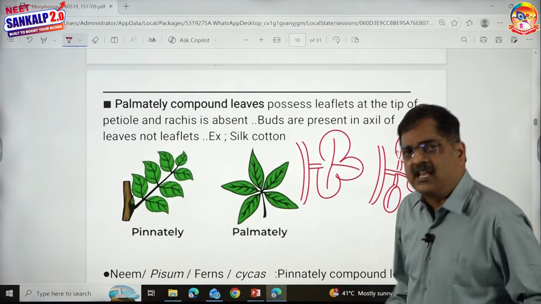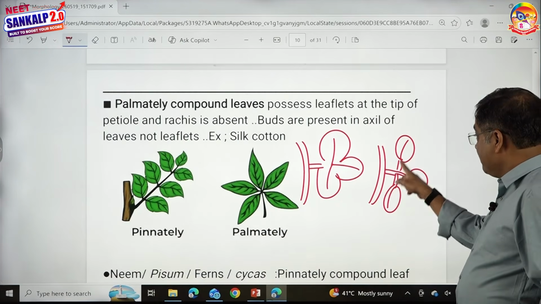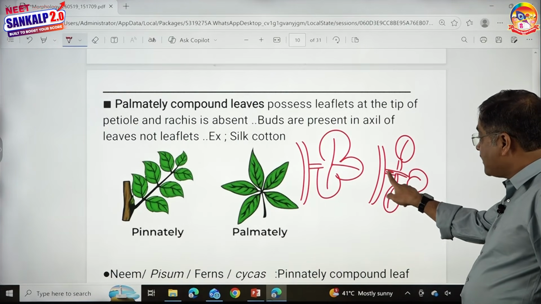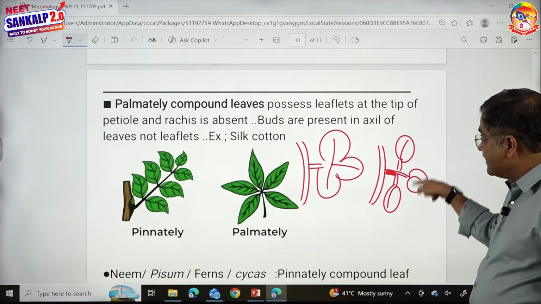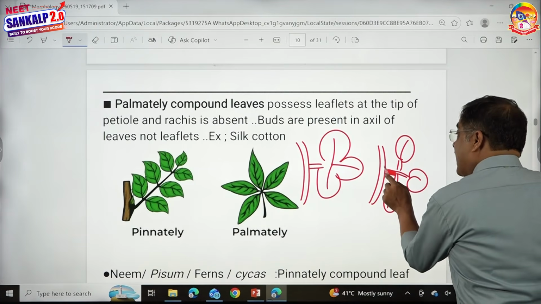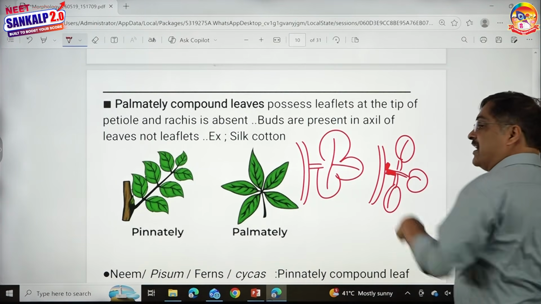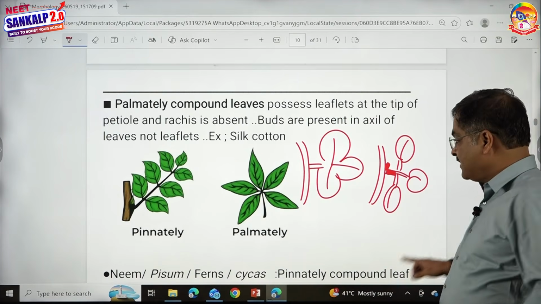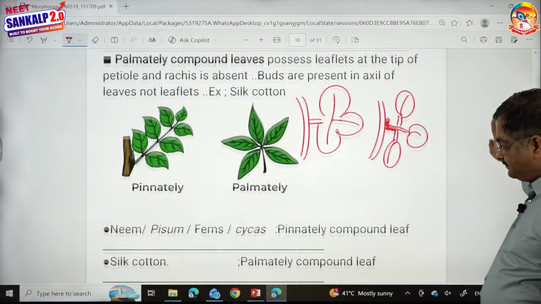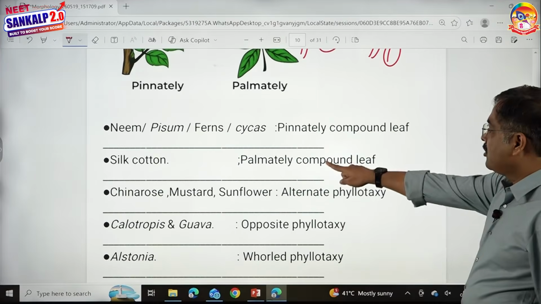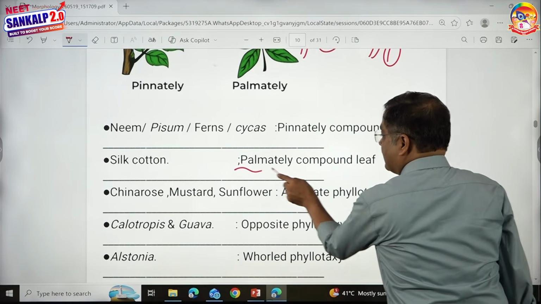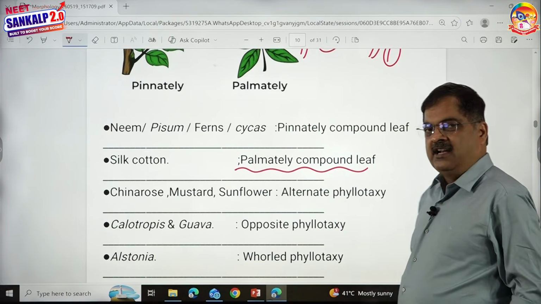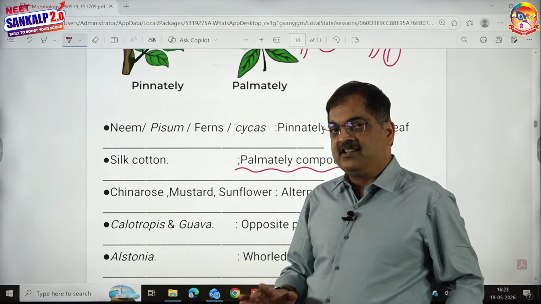Do you see rachis here? No way you're going to see rachis, because leaflets are there at the tip of the petiole. This is the petiole. Leaflets are there at the tip of the petiole. Do you see axillary buds in the axil of the entire leaf? Yes. Do you see axillary buds in the axil of leaflets? No. An example for that is silk cotton. Silk cotton is an example of palmately compound leaves. Did I explain properly, children? I think I have done it properly.